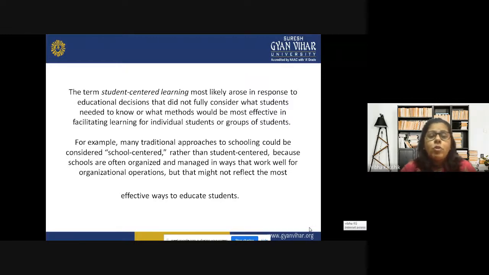Schools are often organized and managed in ways that work well for organizational operation, but that might not reflect the most effective ways to educate students. It means they have to change their strategy. They have to move from the school-centered approach to the student-centered approach, so that every student's needs can be satisfied first, and that will be considered the effective way to teach or educate the students.